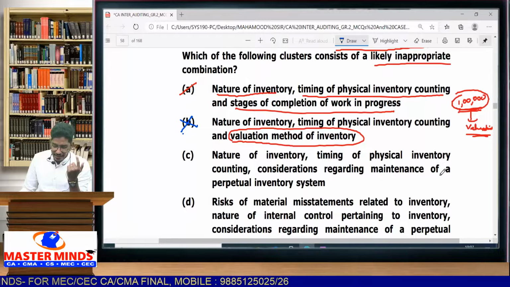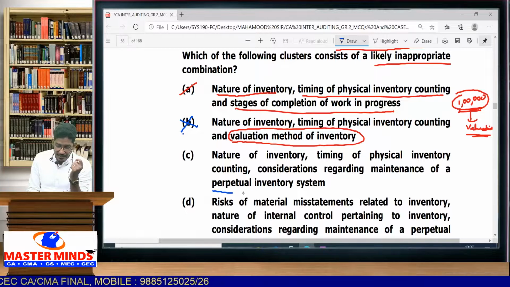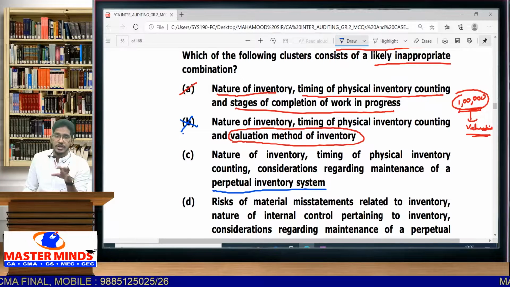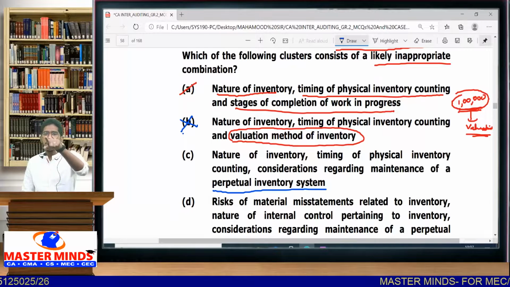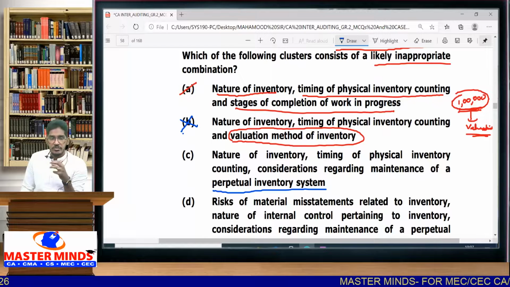Considerations regarding maintenance of perpetual inventory system, that also I will observe. That means how you are maintaining inventory records, whether you are following perpetual inventory system or periodic inventory system, whether the inventory records are updated on time or not. That is also part of your physical inventory counting only. When you go for physical inventory counting, definitely you are going to observe whether inventory records are updated on a real-time basis or not.